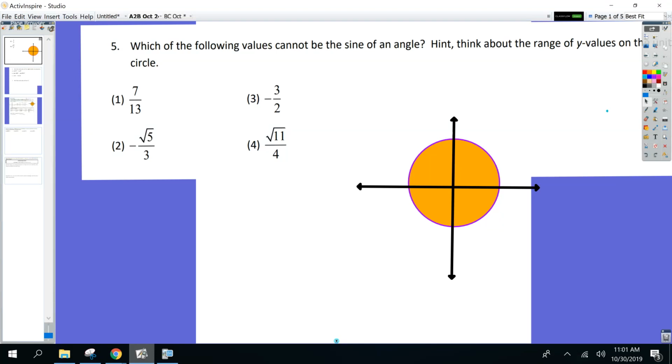Look at number 5 from yesterday, please. Whether you tried it out or not, look at number 5.